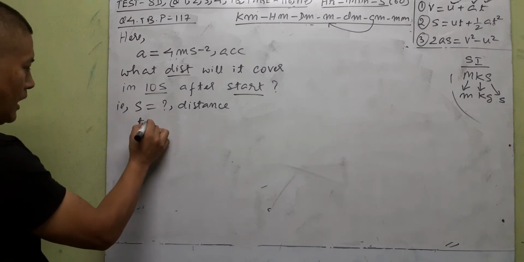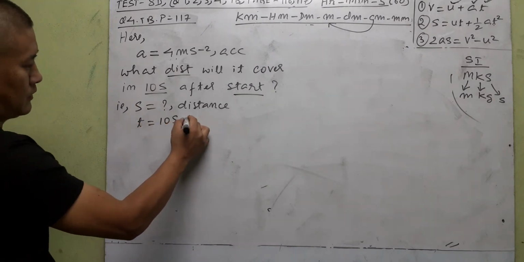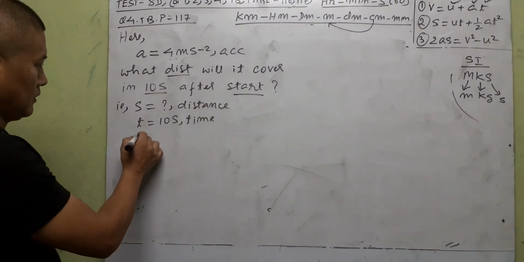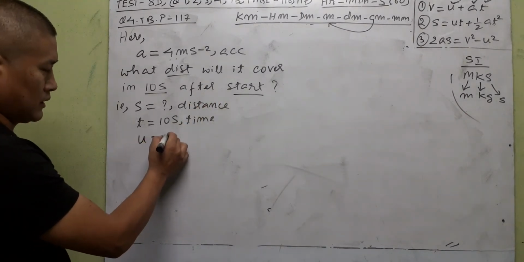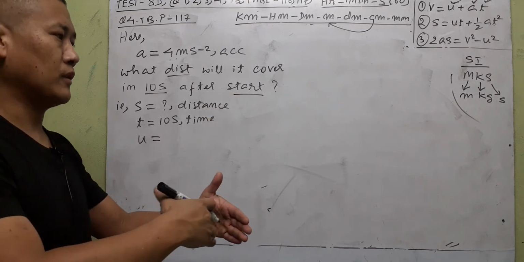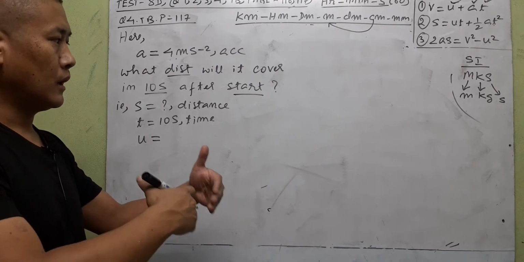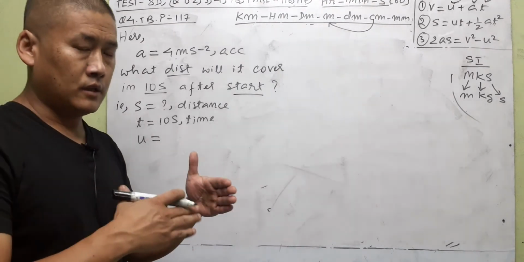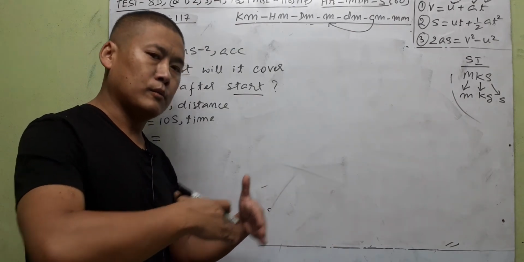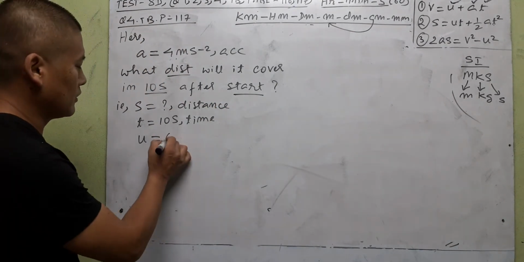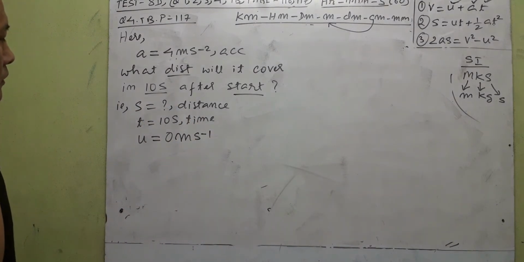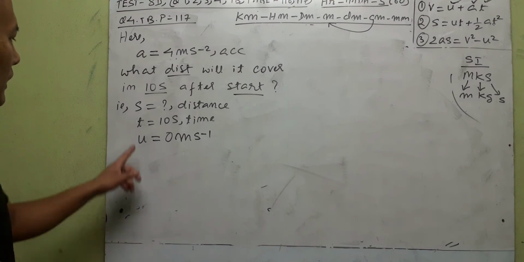10 seconds means time. That is fine because SI unit of time is seconds, right? And after start means that is the initial velocity. Initially it was not moving. Start is a picture of, the question is suggesting to us that the racing car was initially stationary and it moves. So stationary in the beginning means initial velocity is 0 meter per second. Okay, so we have here to find S.